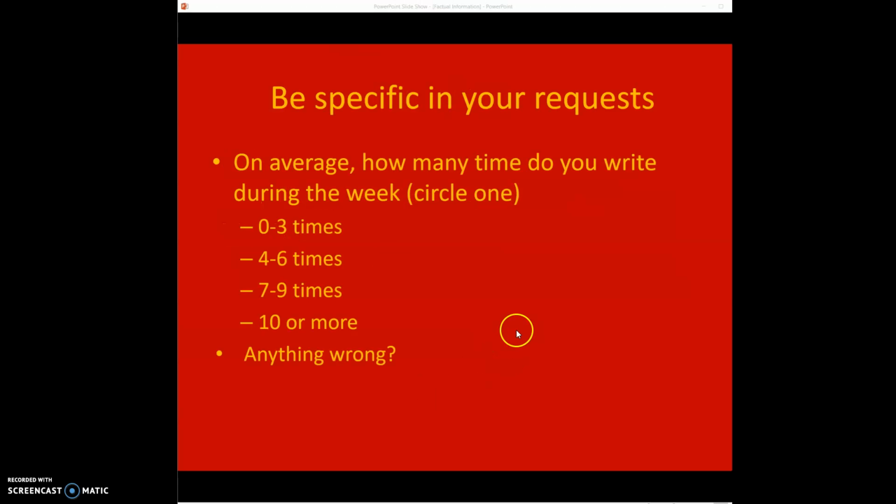If you ask questions, you need to be specific in your requests. So if I have the phrase, on average, how many times do you write during the week? Circle 1. What's wrong with this? Well, write what? Write a grocery list, write a research paper, write an article, provide editing to homework for students? What do you mean by this? You have to be more specific about what we mean.